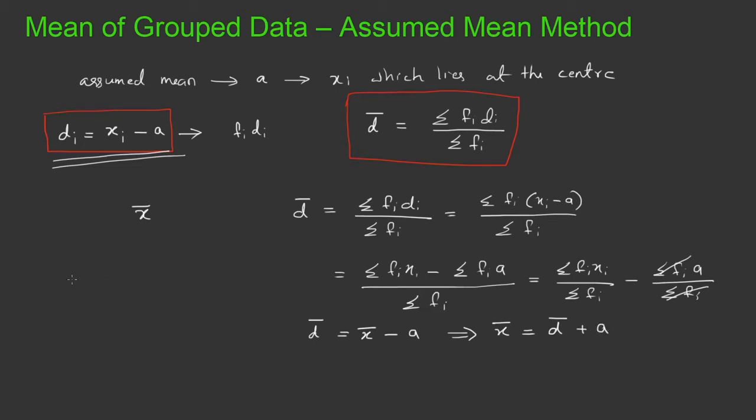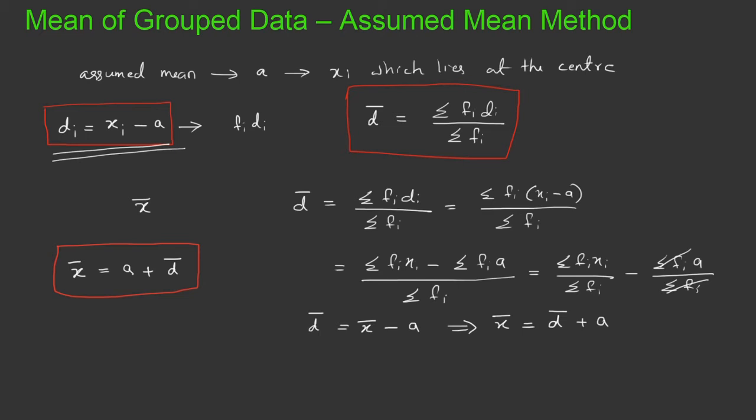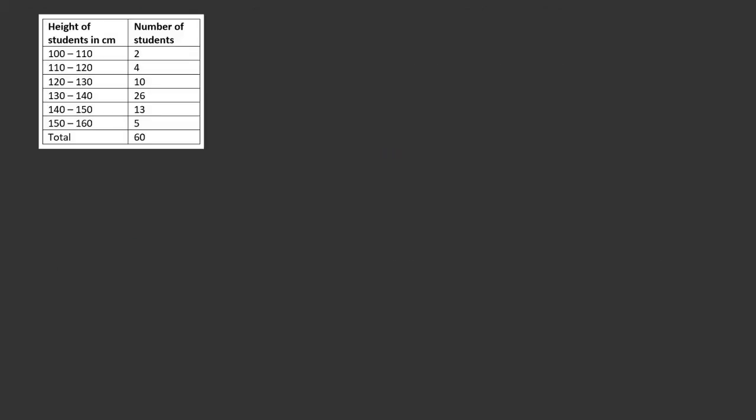That is, I got the equation for the mean of observations: x bar is equal to A, the assumed mean, plus the mean of deviations. So if we know A, the assumed mean, and the mean of deviations, we can easily calculate the mean of observations by just adding them. Now we can calculate the mean of grouped data by the assumed mean method in the previous example.